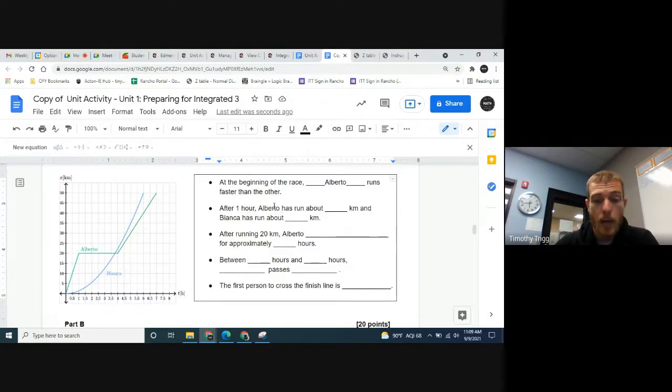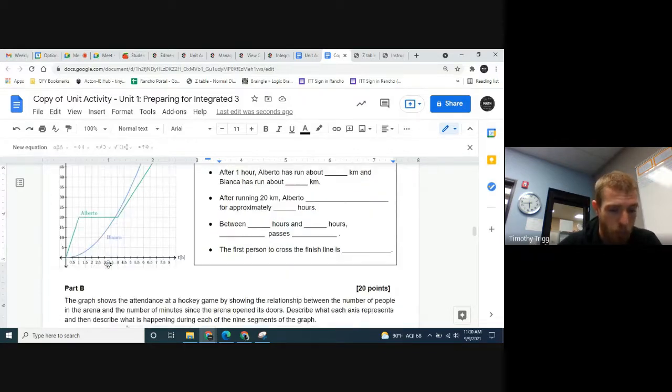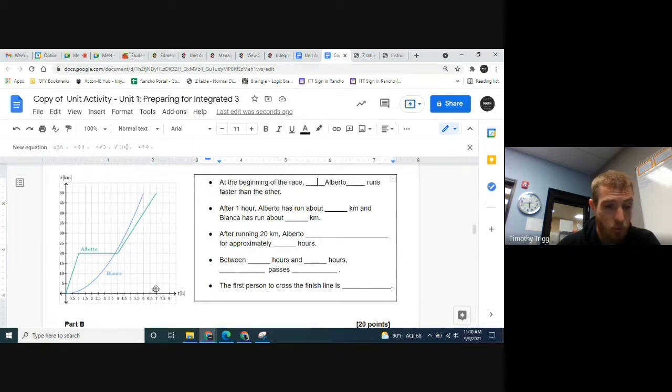After 1 hour, Alberto has run about blank kilometers. So after 1 hour, what we would do is look at the x-axis, or in other words, the t-axis, and I want to look at 1 hour. At 1 hour, how far is Alberto? 20 kilometers. See that? So after 1 hour, Alberto has run about 20 kilometers. And Bianca has run about, looking at Bianca's, not very far. She's barely up here, not up to 5 yet. Maybe that's 1 kilometer or maybe 2 kilometers. Let's just say 1 kilometer.